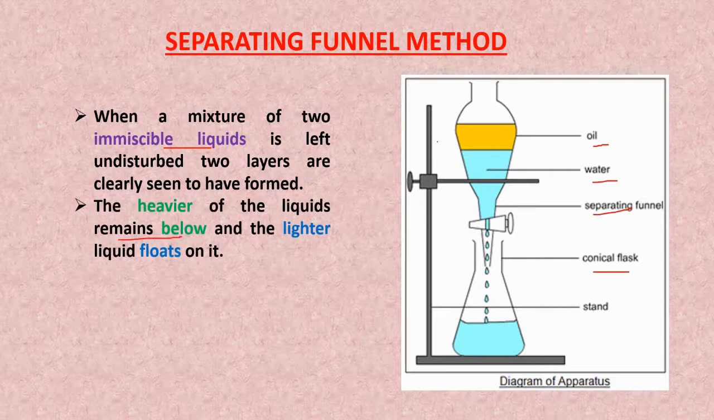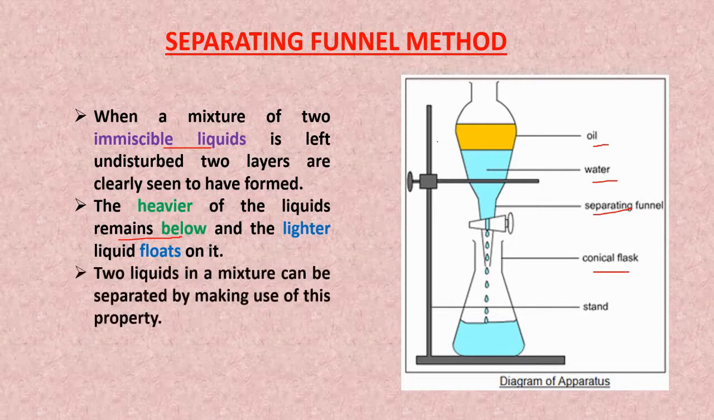Now the heavier one, that is the water, settles at the bottom, and the oil, which is the lighter liquid, floats on it. Why does the water settle at the bottom? It is because of the density. Water is much denser than oil, and we know that denser objects tend to settle or occupy the bottom area. So that is why water settles down and oil floats on it due to the difference in density. Two liquids in a mixture can be separated by making use of this property. Now we are going to separate water from oil by making use of this separating funnel method.